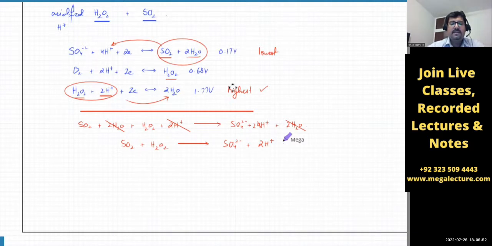The reason we didn't consider the second equation was that the highest potential gains electrons. So that means this one has the greatest tendency to gain electrons, right? It's 1.77 volts. And the lowest potential loses electrons. So the first one has the lowest potential. It is the one that's going to lose electrons.